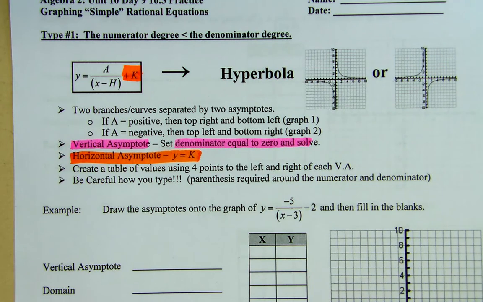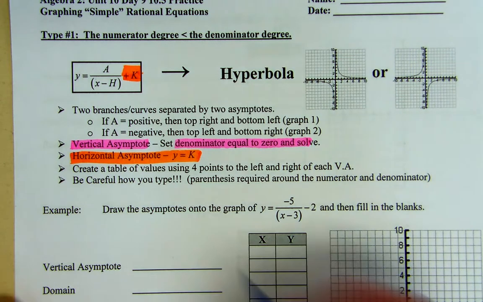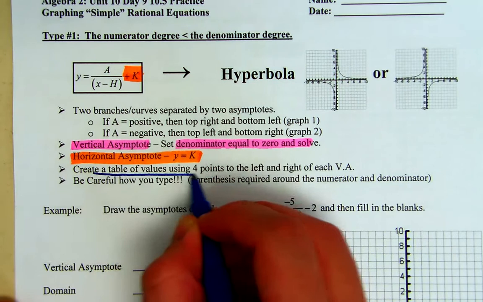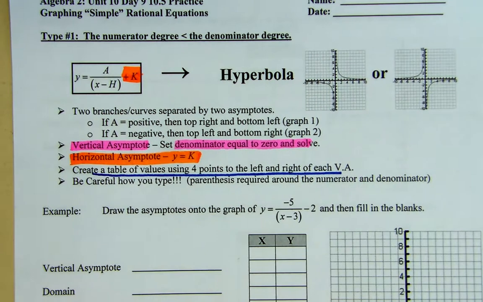Right? So let's do two examples here. You'll try two examples on your own. Again, same basic concept. We're going to create a table of values using 4 points to the left and right of the vertical asymptote.